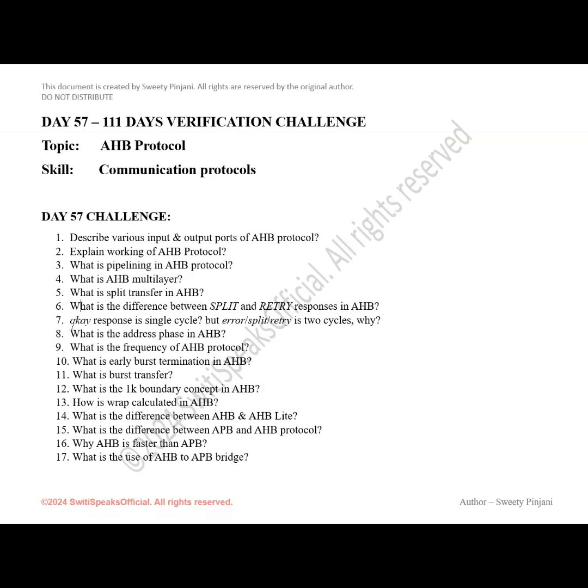Consider a situation that you got an okay response. Okay response is always a single cycle. But if you are getting error or split or retry, it is always two cycles. Why? If the transaction is okay, it's just a single cycle. But whenever you are getting some problem like error, split, retry, it is always two cycles. You need to explain the reason why. Again, try to explain with the help of timing diagram.